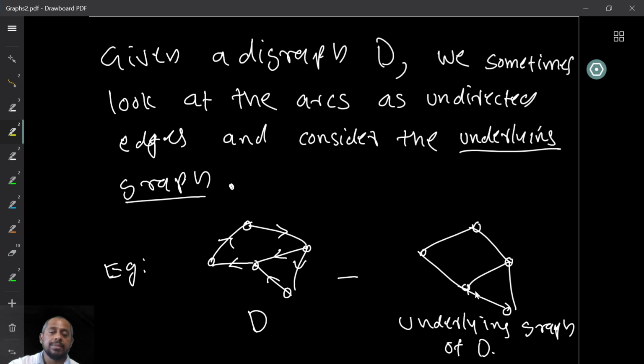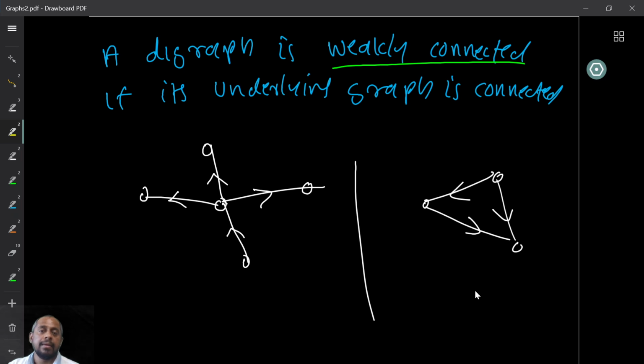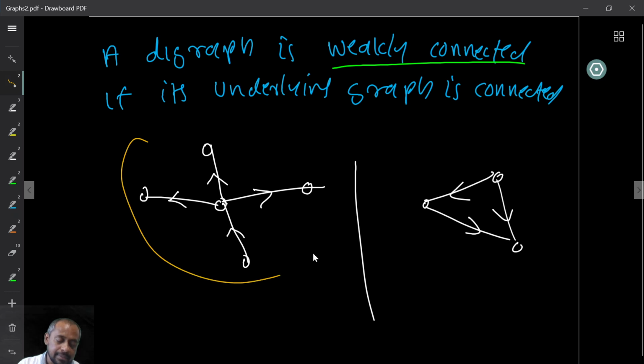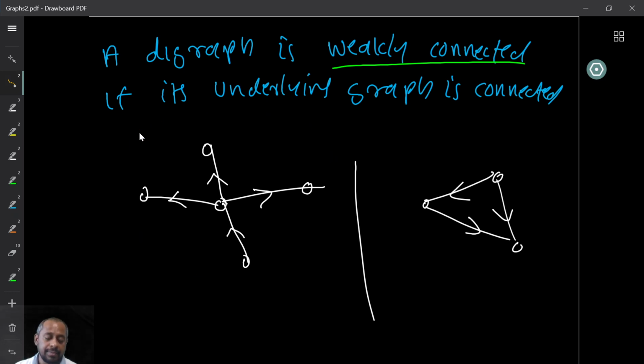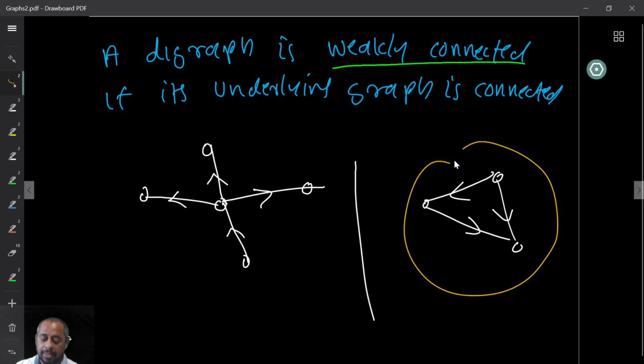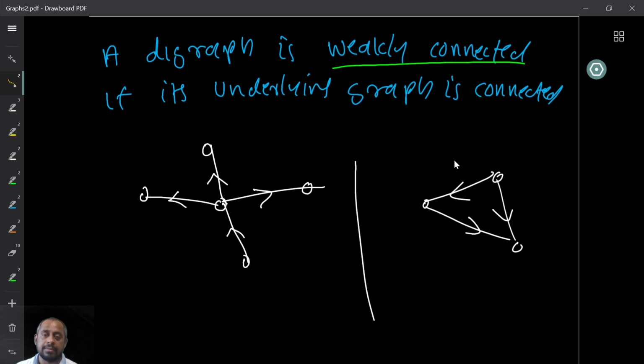Since we have this notion of underlying graph, we can also define another kind of connectivity, which is called weakly connected. A digraph is weakly connected if its underlying graph is connected. So I can say that this graph is weakly connected, even though it is clearly not strongly connected. Similarly, this is also not strongly connected, but I can see that this is also weakly connected.